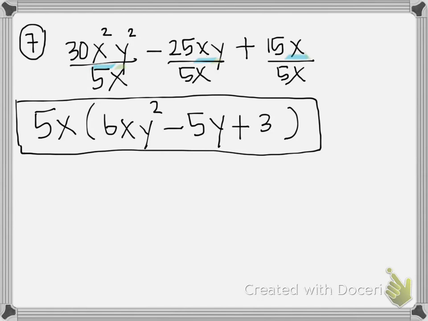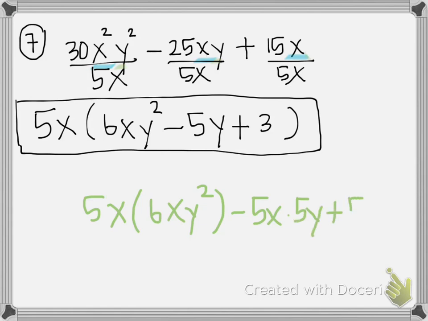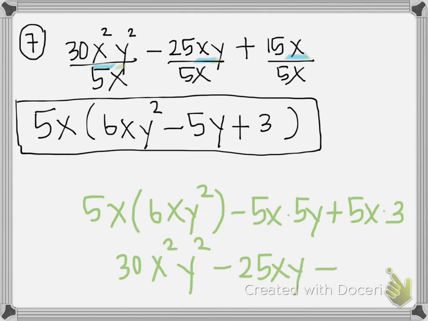Okay, good. So you always check this by multiplying it back out. So 5x times 6x y squared, minus 5x times 5y, plus 5x times 3. 5 times 6 gives you a 30. X times x gives you an x squared, y squared. 5 times 5 gives you 25. And then 5 times 3 gives you 15. Always make sure that it's what you started with.